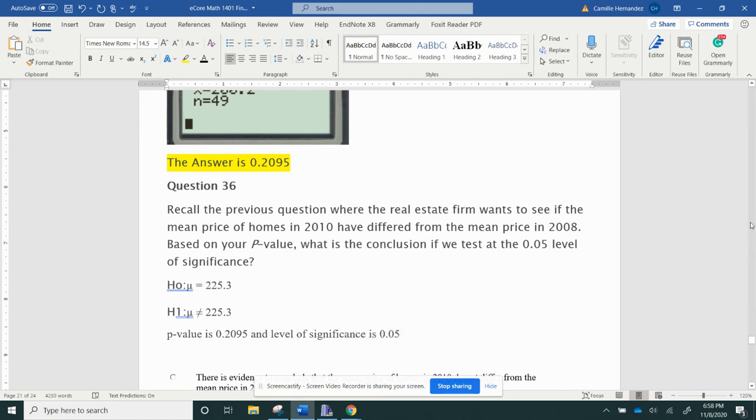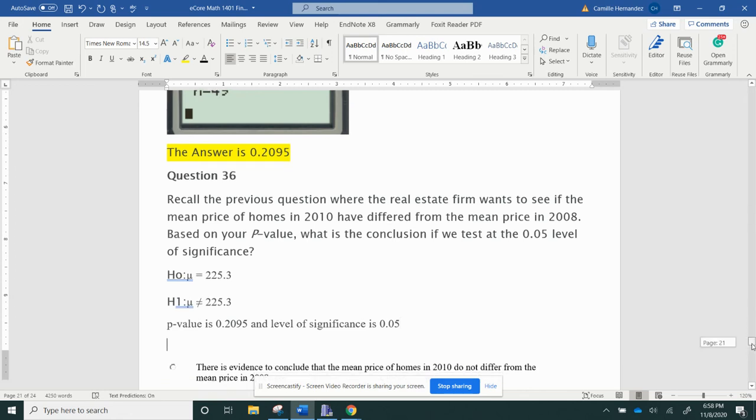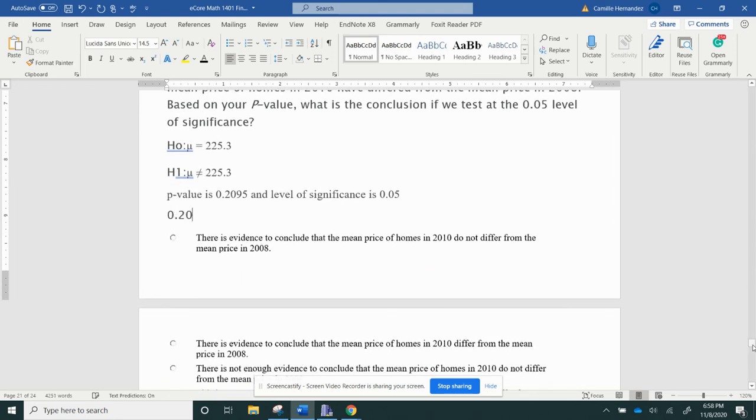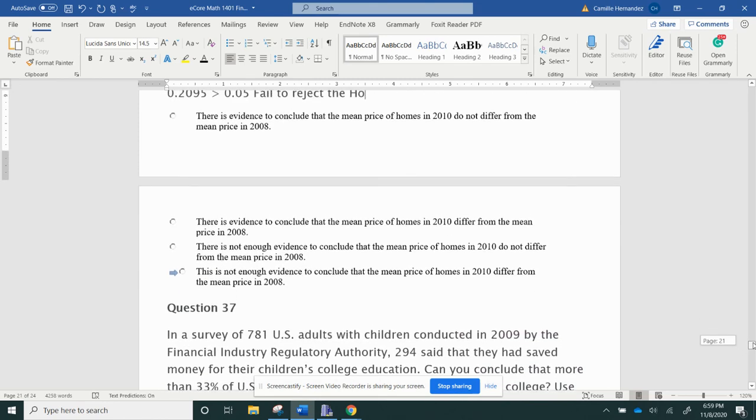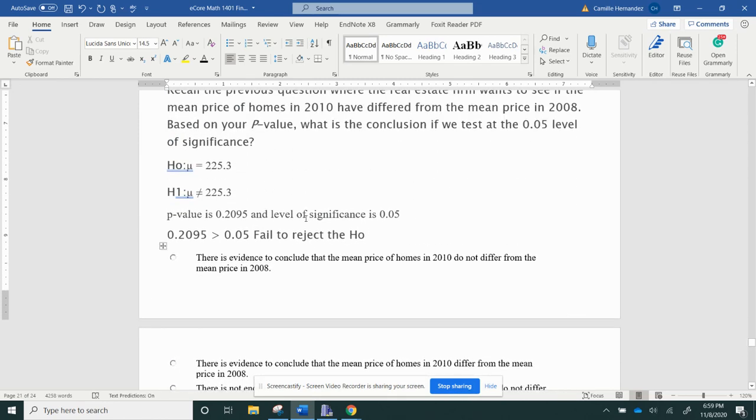So I'm going to compare the two. 0.02095 is less than 0.05. So because it's less than, I reject the null. Remember, if it's greater, I fail to reject the null. So that means that this is true and this is false.